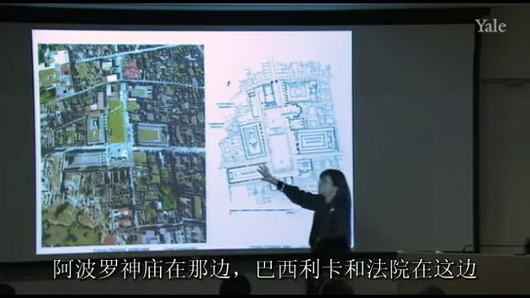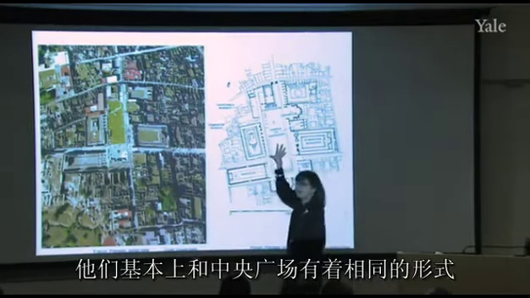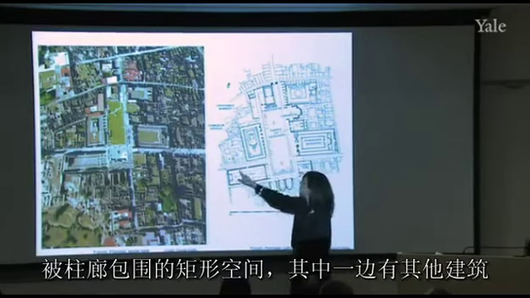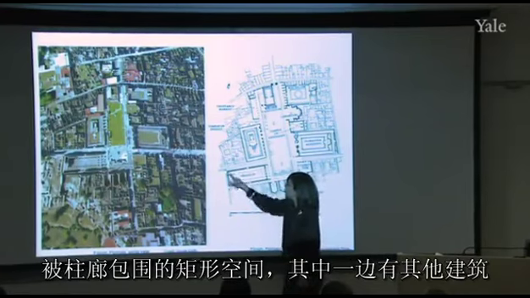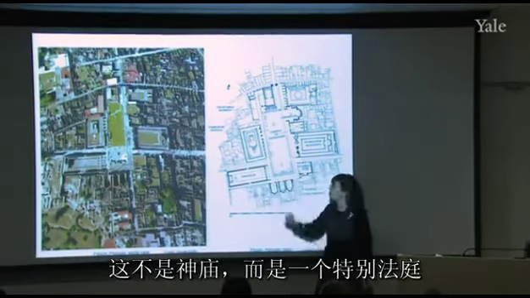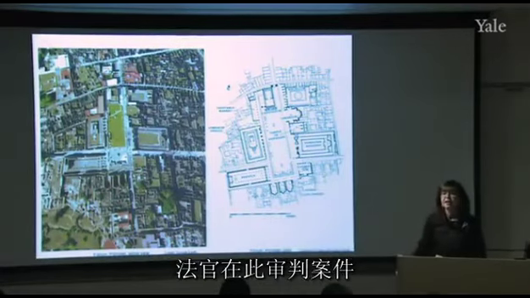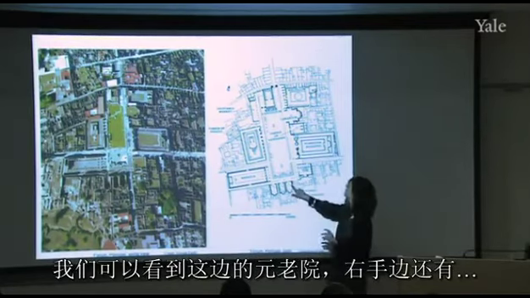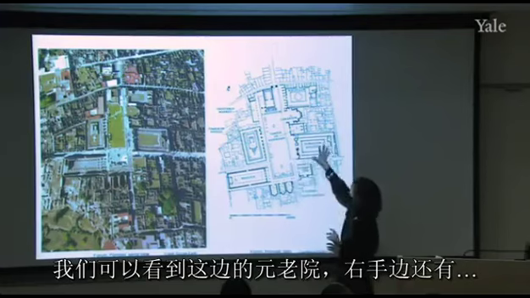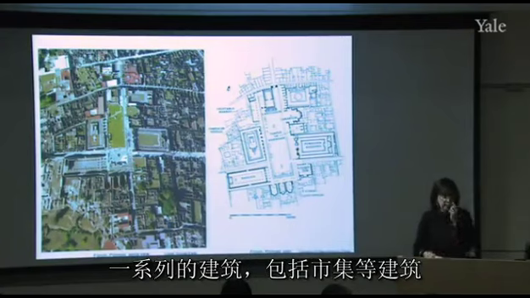Temple of Apollo over here, the Basilica or law courts over here, and you can see, interestingly enough, they have essentially the same shape as the central Forum proper, rectangular with a colonnade in the center, and then something on one side. It's not another temple, but rather a tribunal, a place from which the judge would try the cases in the law courts. We see the Senate House over here, and a series of other buildings, including a marketplace and some other buildings here on the right-hand side.